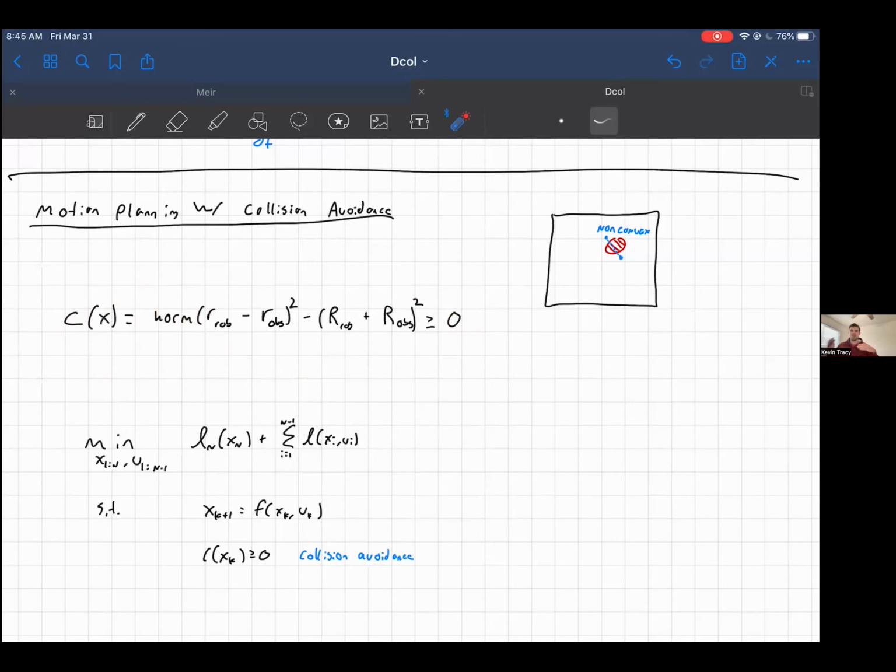It can't just be a 1 or 0. If it was a collision oracle, it would just tell you 1 there's a collision, 0 no collision. What we want is some nice shape to it so we can tell how far we are from a collision. Are the two spheres really touching, or are they just a little bit touching?